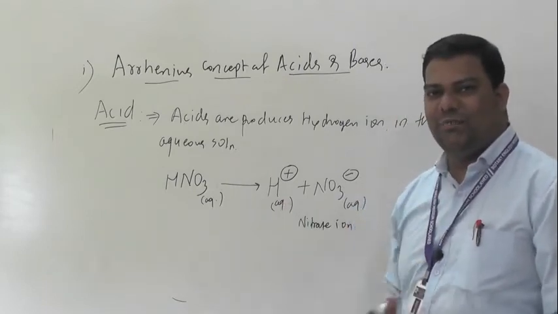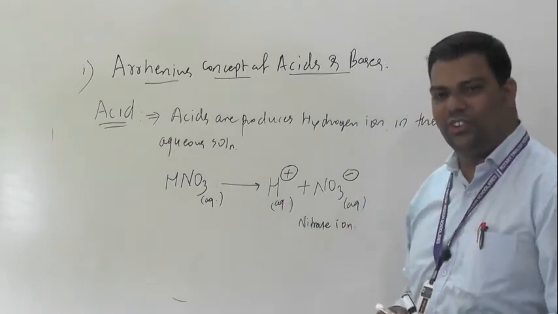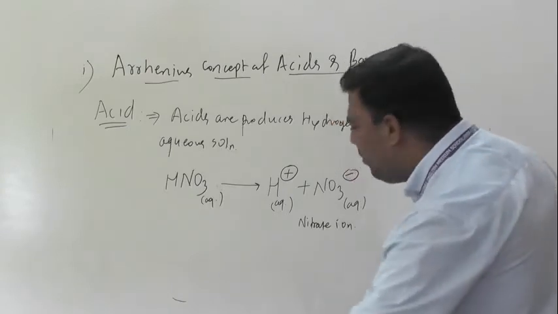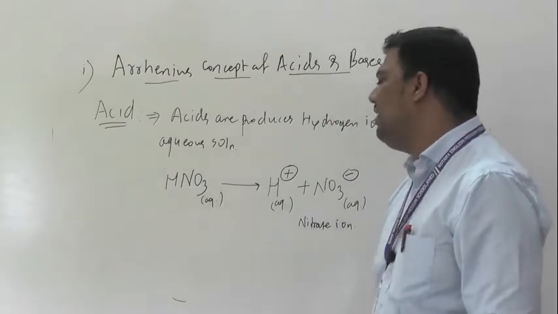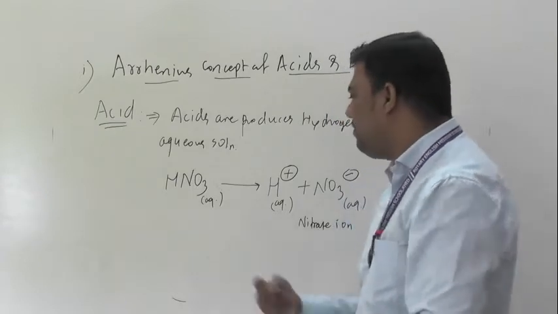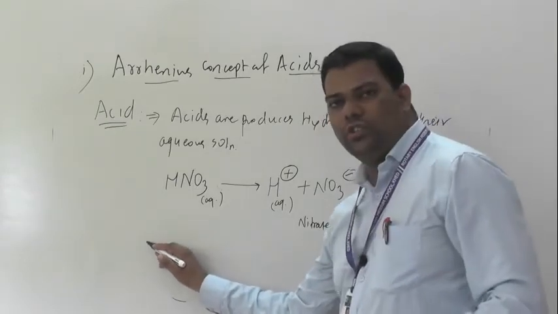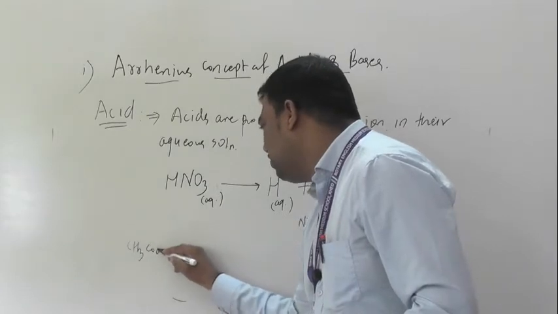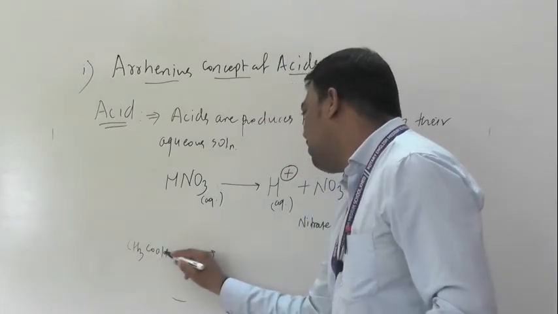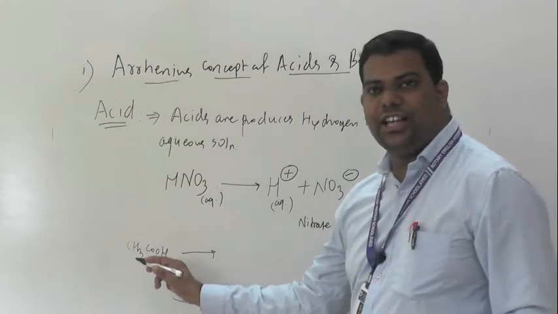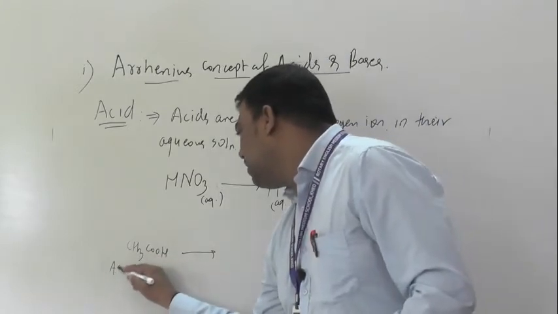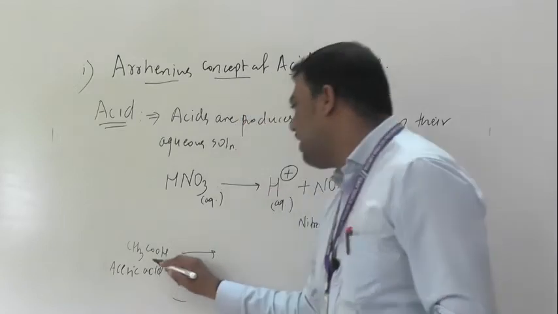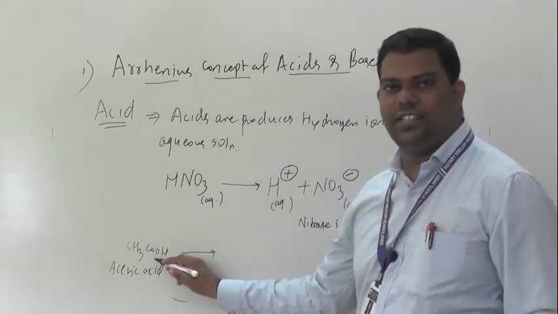Nitrate ion, we studied previously in 9th standard also. See here, we can dissociate. Suppose it is a weak acid; we will discuss some weak acids also. For example, suppose this is CH3COOH. This is acetic acid, or we can say vinegar or ethanoic acid.